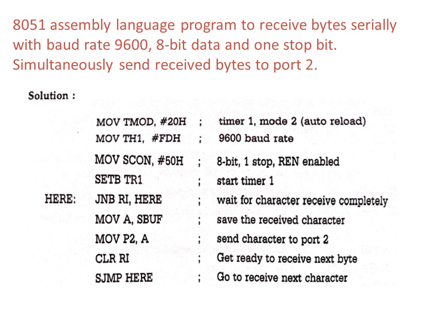The third instruction is MOV SCON, #50H, the serial control register. This is done to get 8-bit data, 1 stop bit, and to enable REN. So that means mode 1 operation with REN enabled. The next instruction is SETB TR1, to start timer 1.